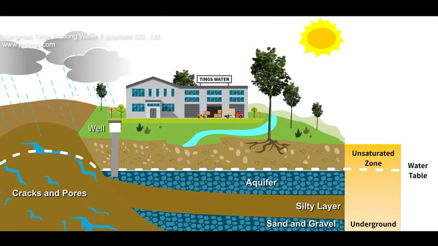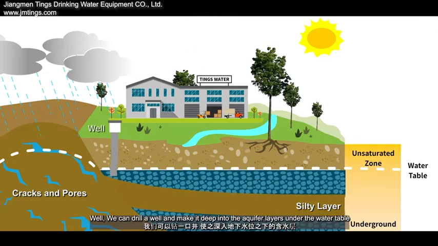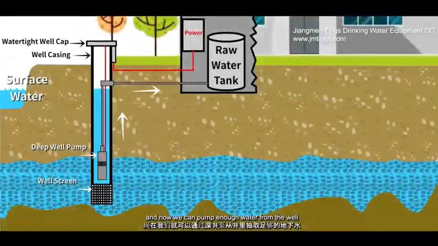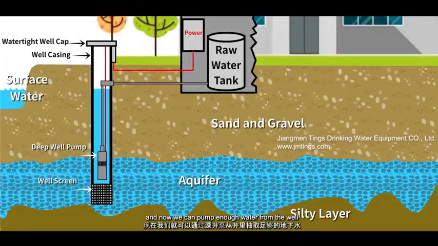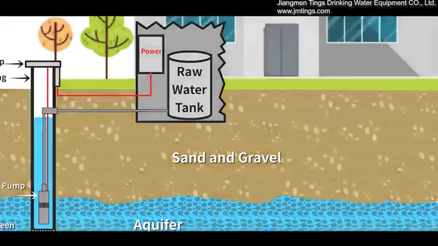But where do we get groundwater? Well, we can drill a well deep into the aquifer layer under the water table. And now, we can pump enough water from the well to the raw water tank for the water treatment process.